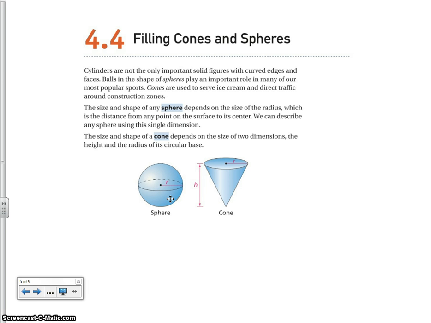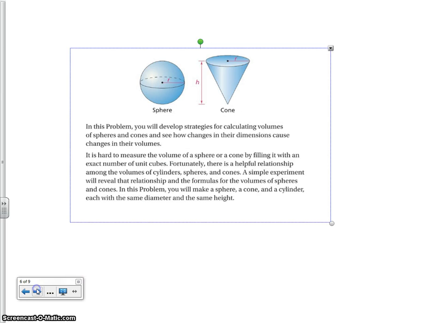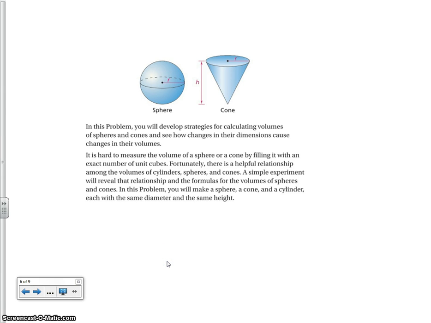To find the sphere's volume and surface area. And then the cone depends on the size of 2 dimensions, the height of the cone and the radius of the circle base. In this problem, you'll develop strategies for calculating volumes of spheres and cones and see how changes in their dimensions cause changes in their volumes.